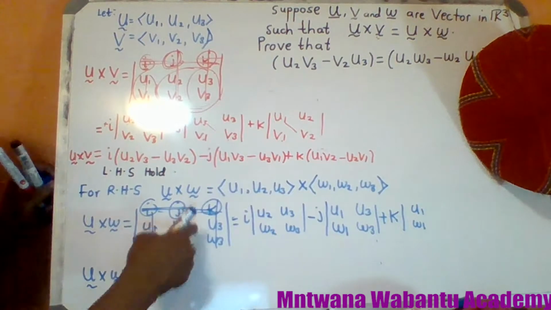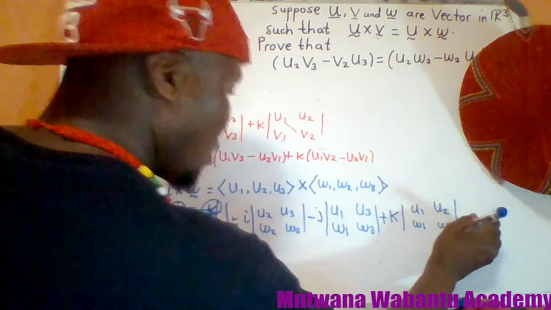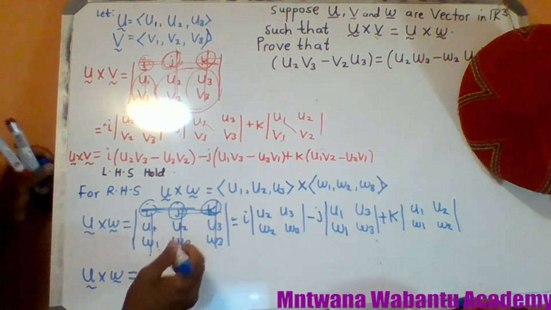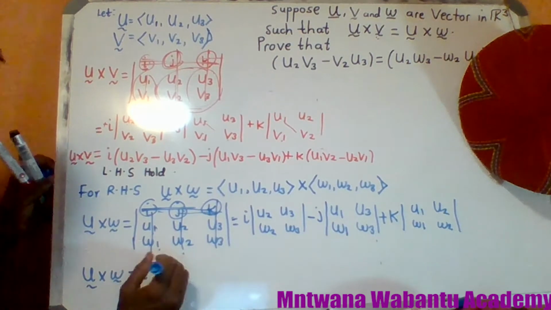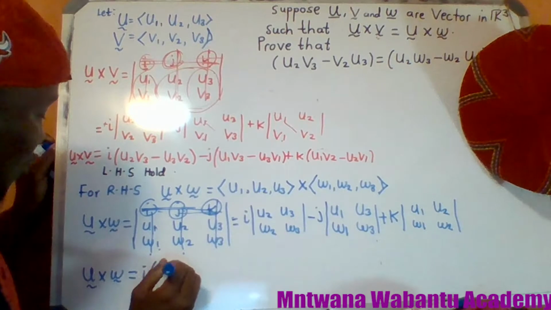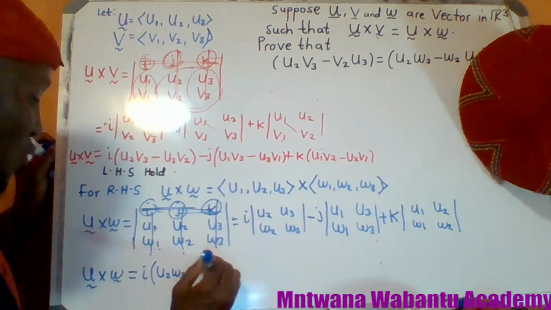Okay, the last one, which is going to be positive chi. For chi, I don't need this, I don't need this. So it's going to be U1, W1, U2, W2. Okay, so now let's continue.